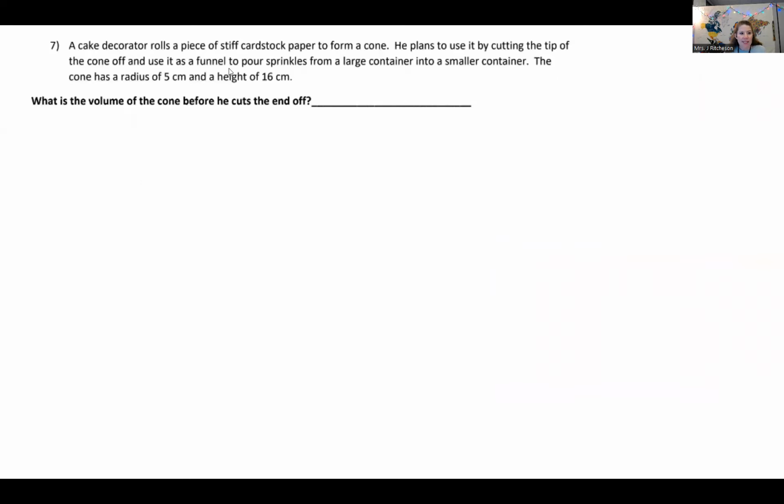All right, number 7, a cake decorator rolls a piece of stiff cardboard paper to form a cone. He plans to use it by cutting the tip of the cone off and using it as a funnel to pour sprinkles from a large container into a smaller container. The cone has a radius of 5 centimeters and a height of 16 centimeters. What is the volume of the cone before he cuts the end off?